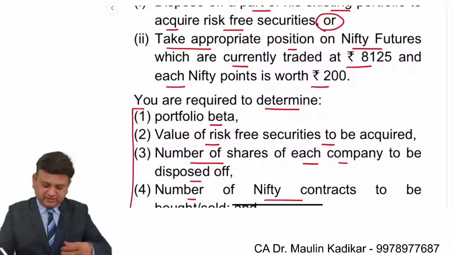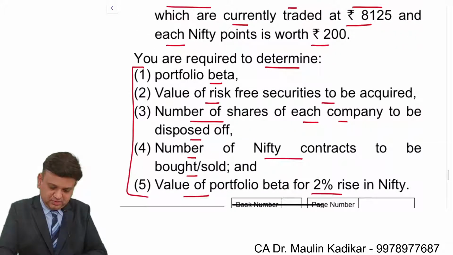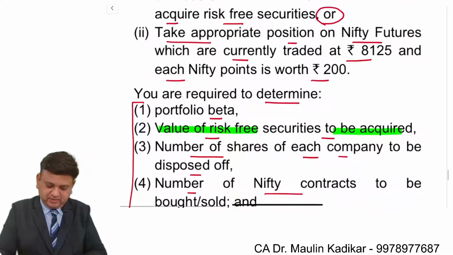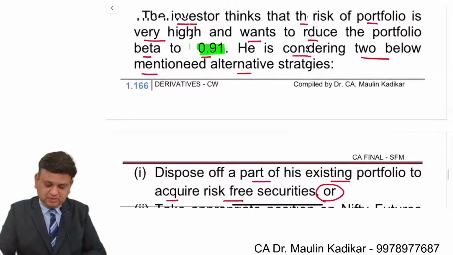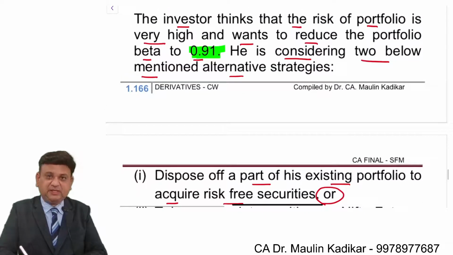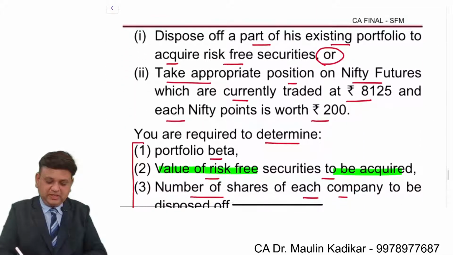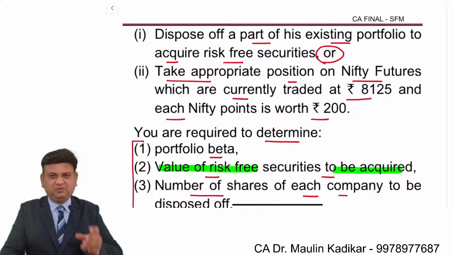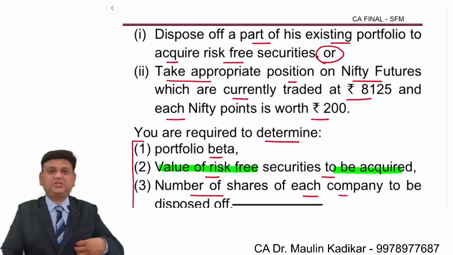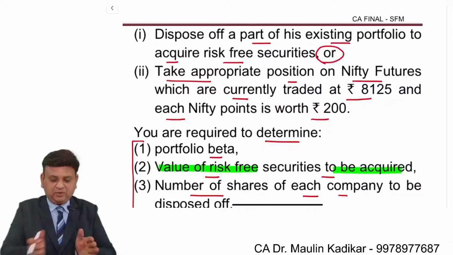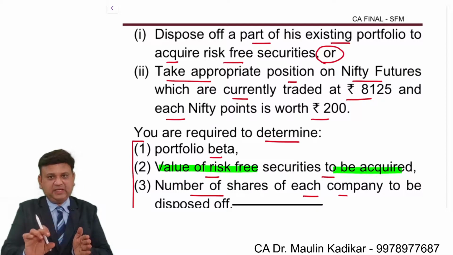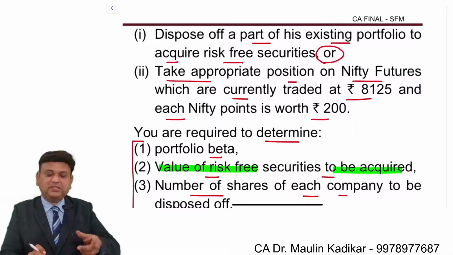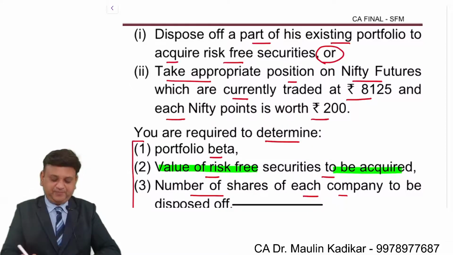I request you to give answer for the second part of the question. What is the value of the risk-free security to be acquired? That is the question. हमको रिस्क रिड्यूस करना है 0.91 तक, और उसके लिए हमने 2 मेथड सोचा है. पहला मेथड ऐसा सोचा है, you can say that technically it is churning of the portfolio. हम लोग क्या करेंगे, जो भी इन्वेस्टमेंट्स है उसमें से कुछ इन्वेस्टमेंट्स निकाल देंगे और उतने अमाउंट का रिस्क फ्री सिक्योरिटी हम लोग बाय करेंगे.